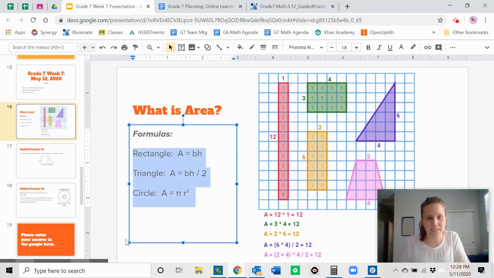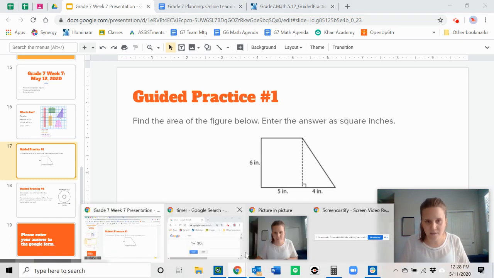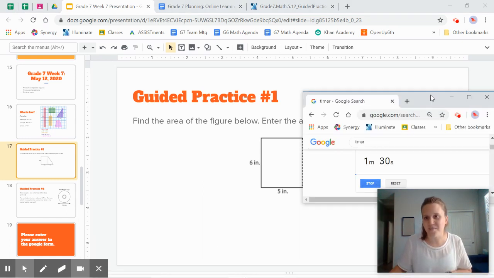Alrighty, let's dive in. We're going to start with a couple of area questions. The first is a composite figure, just as I promised. I want you to try this one on your own. You have the formulas you need. Find the area of the figure below. Enter the answer as square inches. This is a trapezoid. Go ahead and find its area now. Let's take 1.5 minutes. Go.